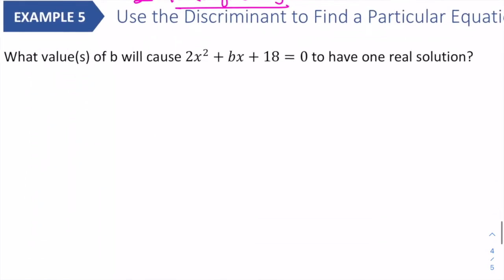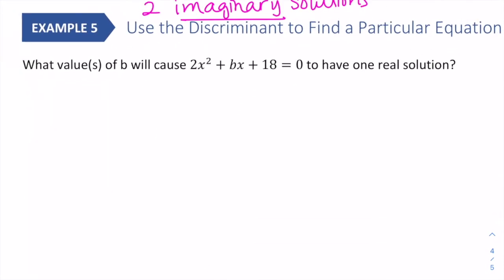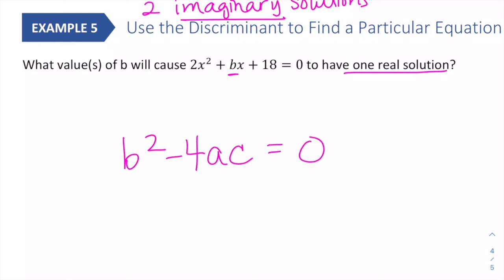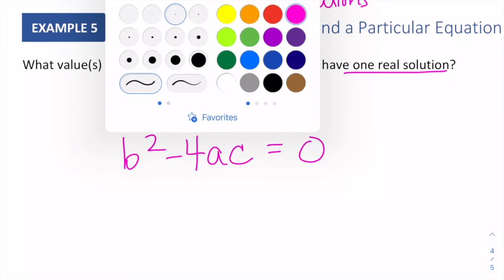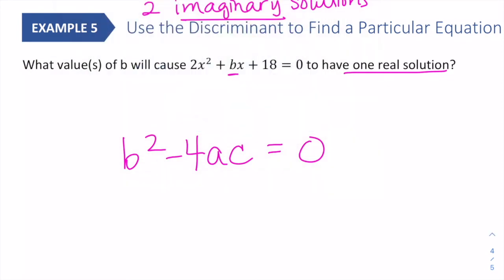Now, if we're given a parabola but we're missing one of the variables, the coefficient b, and we have to figure out what it needs to equal to have one real solution, well, that means b squared minus 4ac has to equal 0, because the square root of 0 is just 0. So let's identify all these variables. a equals 2. Well, b we don't know. That's what we're solving for. And c equals 18.